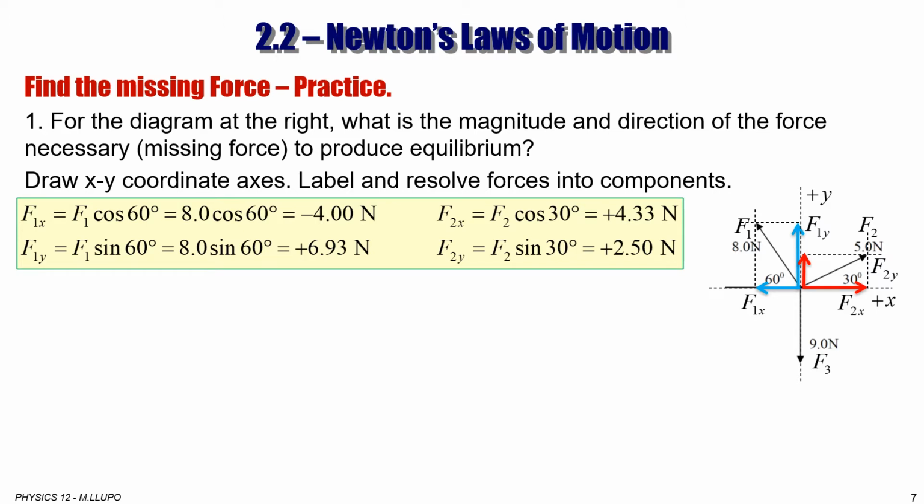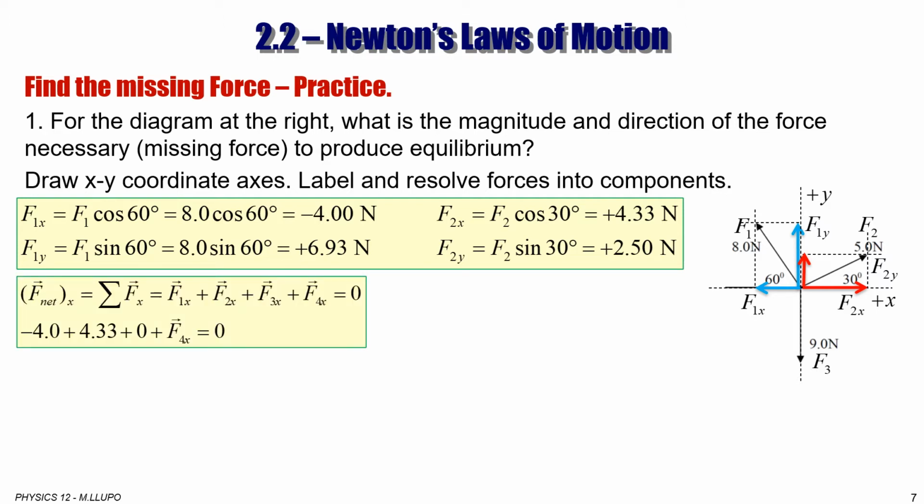F2x is F2 cosine 30, which is positive, so it's 4.33 Newton. And F2y again is positive because it's in the first quadrant. Both of them are positive. F2 sine 30, which is 2.5 Newton.